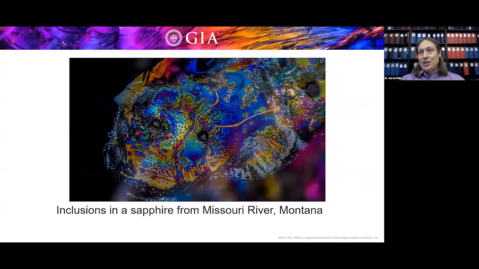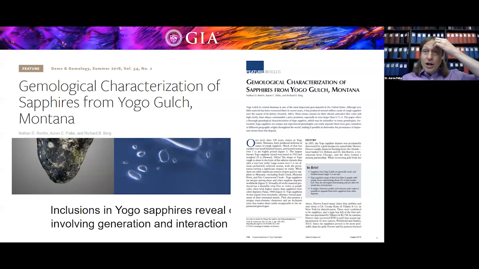Oh yeah, sorry, I meant to plug our article as well. Nathan and I published an article on the gemological characterization of the Yogo sapphires in the summer 2018 issue of Gems and Gemology, along with our colleague Dick Berg from the Montana Bureau of Mines and Geology. We go into the gemology of the stones, and we go into the history of the mine, which is really an interesting story.